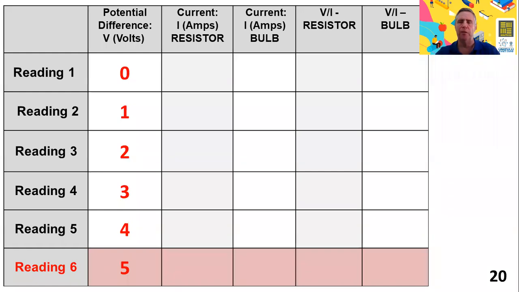Now, on page 20, you have this table, and you are going to fill in the data as it comes up, do the calculations of the two right-hand columns, and draw the graph yourself. What you can do immediately is fill in the potential difference readings, as we've decided before the experiments that we're going to use 0 volts, 1 volt, all the way through to 5 volts.